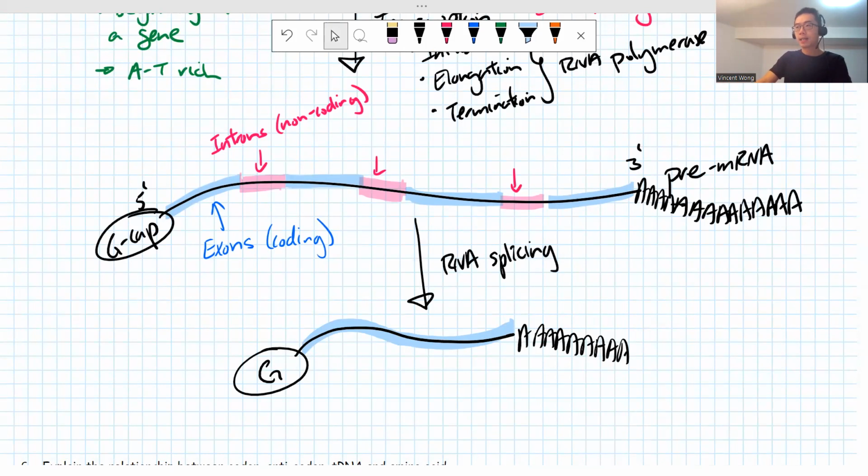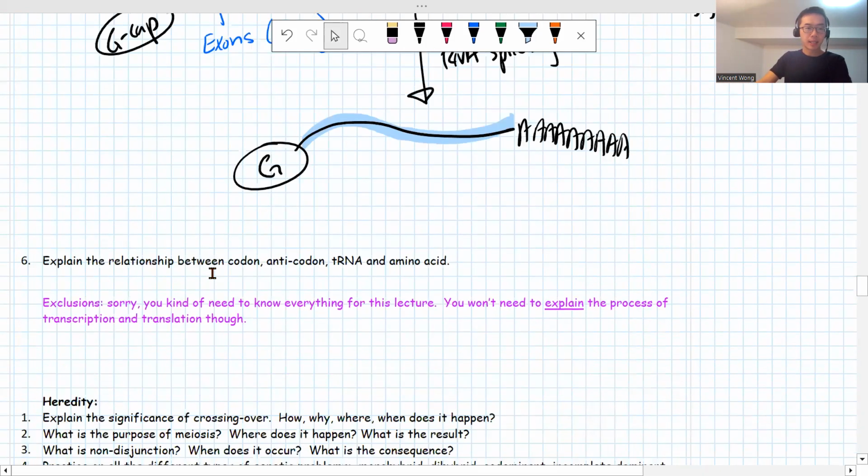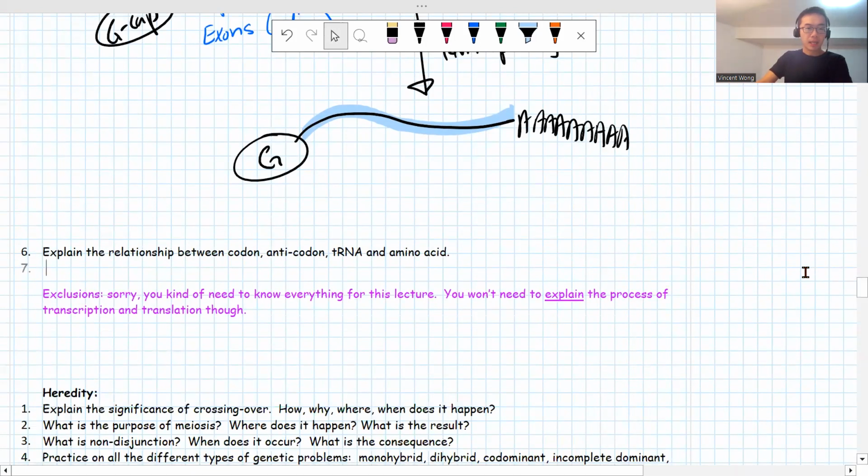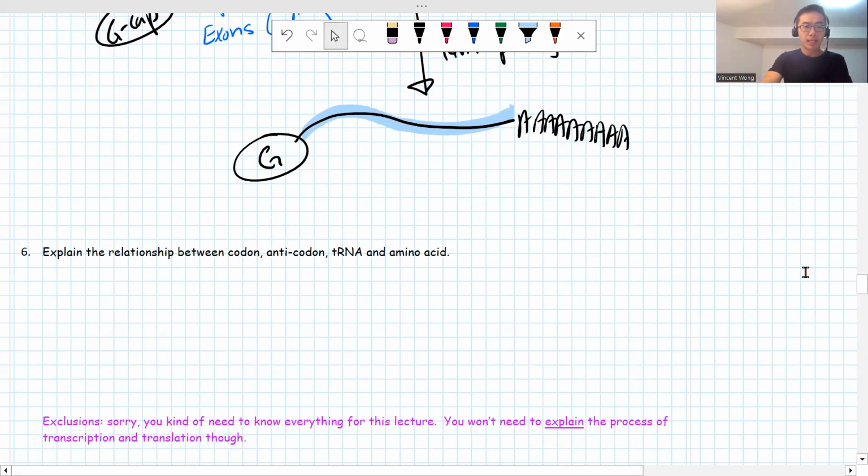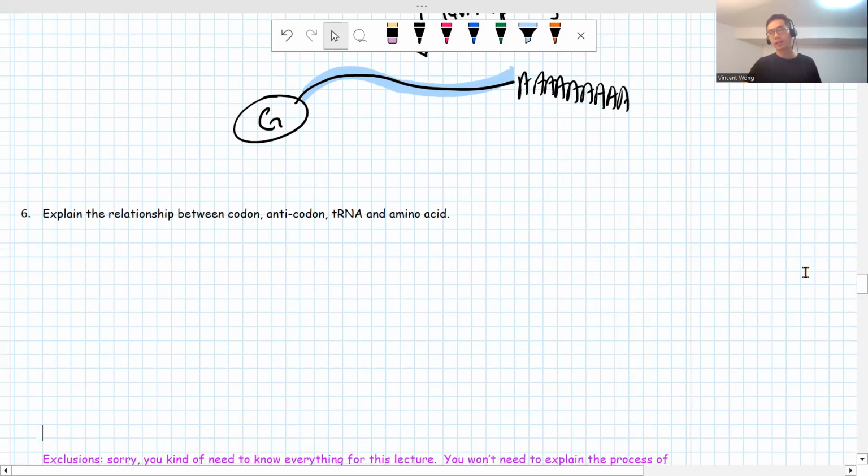That is that. Let's take a look at the next one. Explain the relationship between codon, anticodon, and tRNA and amino acid. You should know this already. I wrote it down for you several times, but let's do it again.